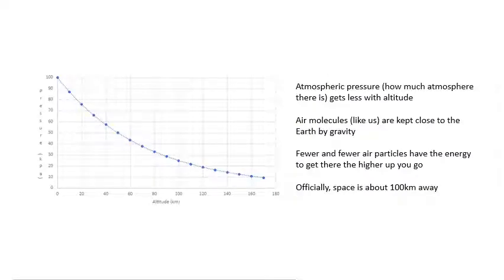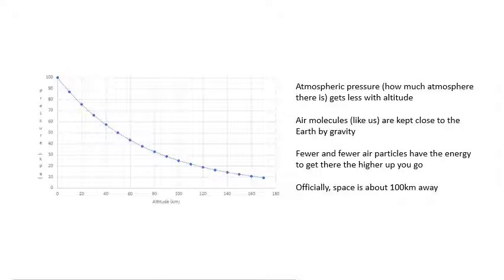well, this graph here shows that there is no actual boundary. As you go higher and higher up, as your altitude increases, air pressure, and air pressure is basically how much air there is, will fall, and we say it falls exponentially. If you've done radioactive decay yet, you'll know what that is. It falls pretty quickly to start with. And officially, to get into space, it's about 100 kilometers.